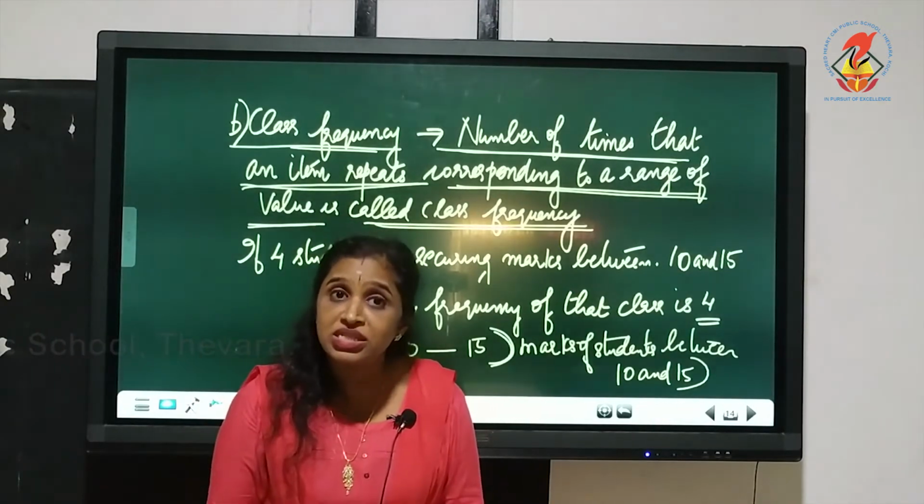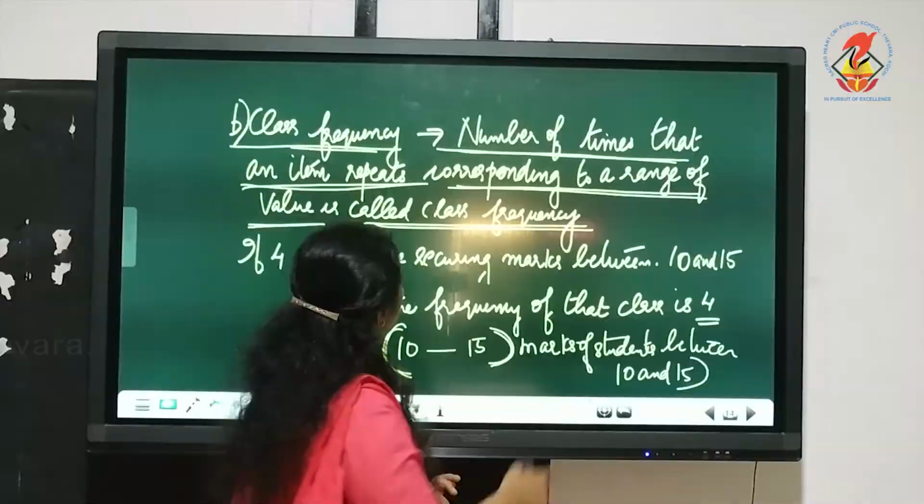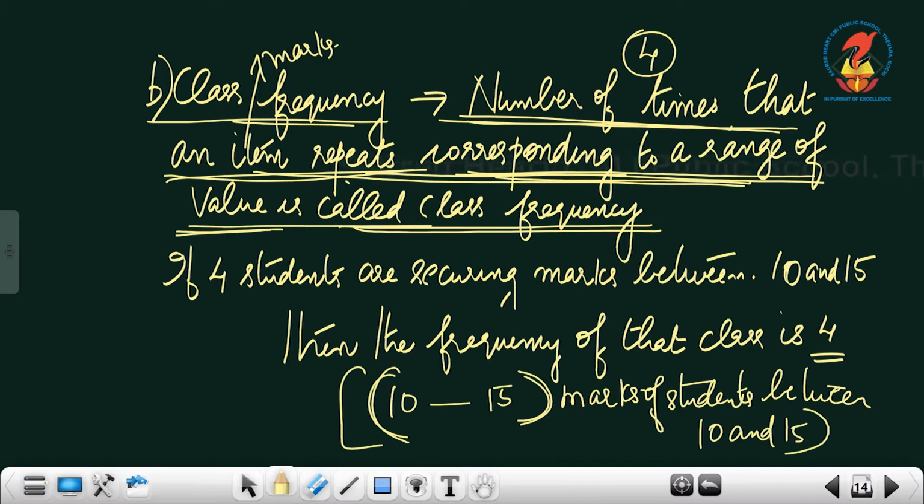4. That is known as class frequency. So once again I repeat, class frequency refers to the number of times. Here, what is the number of times? 4. That an item repeats. The item is marks. How many times has that item repeated corresponding to the range of values?